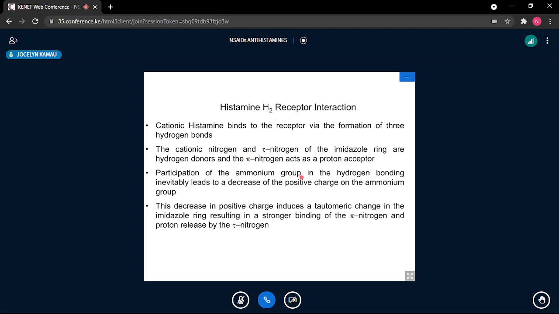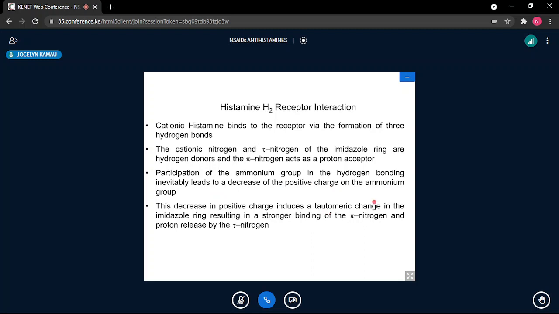Participation of the ammonium group in the hydrogen bonding inevitably leads to a decrease of the positive charge on the ammonium group. That was found as a fact: when the protonated amino group, the NH3+ ammonium group, binds the receptor, it decreases the positive charge on the ammonium group.